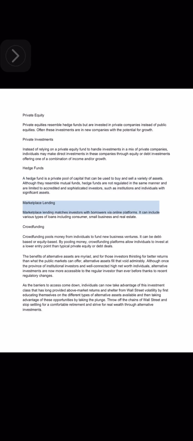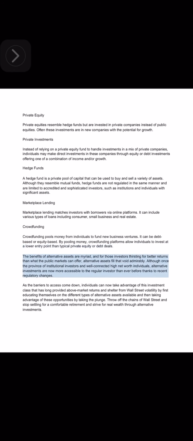Marketplace lending. Marketplace lending matches investors with borrowers via online platforms. It can include various types of loans, including consumer, small business and real estate. Crowdfunding. Crowdfunding pools money from individuals to fund new business ventures. It can be debt-based or equity-based. By pooling money, crowdfunding platforms allow individuals to invest at a lower entry point than typical private equity or debt deals.